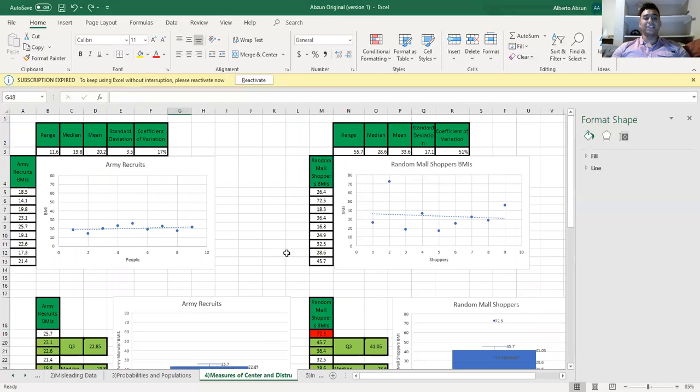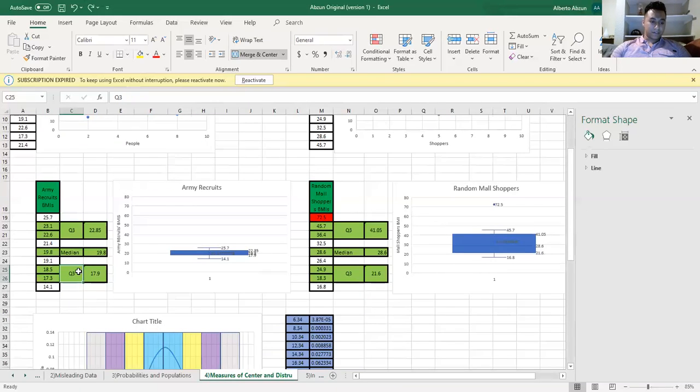For measures of center and distribution, I'm going to go ahead and describe the range here. The range, median, mean, standard deviation, and coefficient of variation. So the range is the difference between the lowest and highest value. The median is the center of the data, and the mean is our average. Standard deviation is our average difference, and coefficient of variation measures a more precise spread of data.